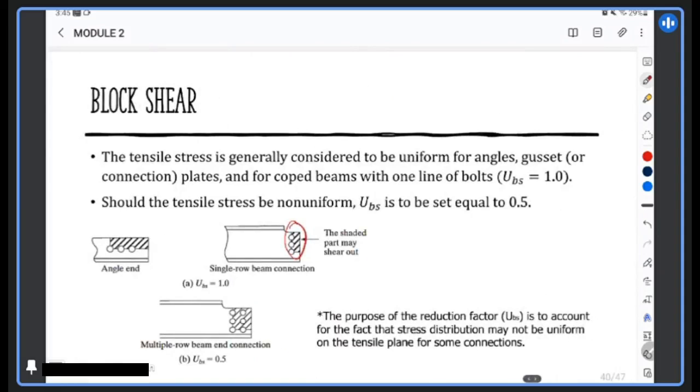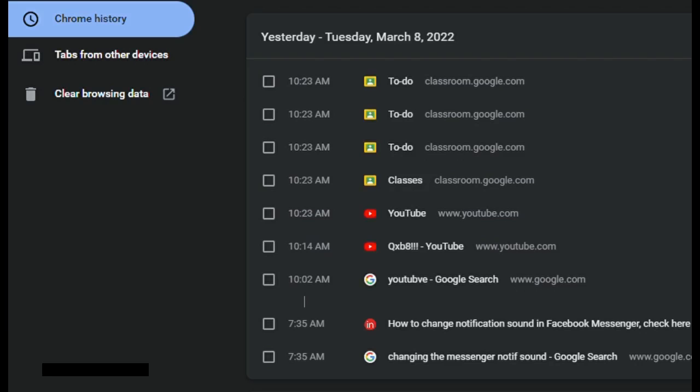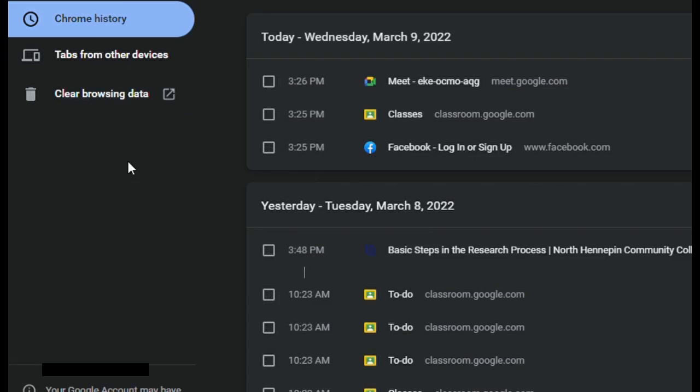Okay, so should the tensile stress be non-uniform, that is the case with something like this, no? Our block shear reduction factor will be set to 0.5. The purpose of the block shear reduction factor is to account for the fact that stress distribution may not be uniform on the tensile plane for some connections.